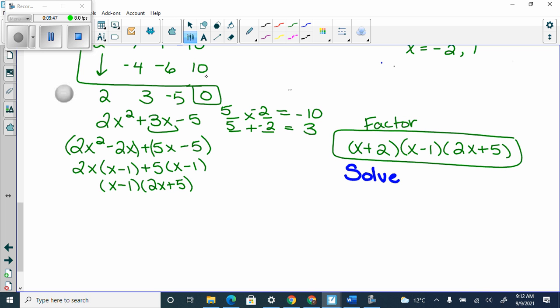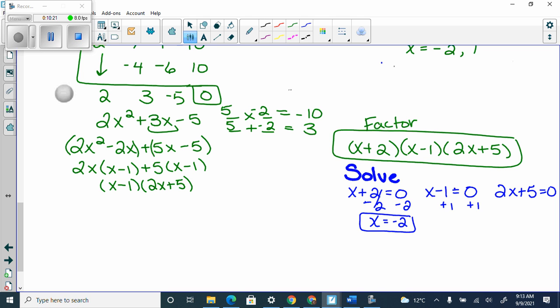So if I say solve, these all have to be set equal to what? 0, because you're finding the zeros. The zeros, the x-intercepts, the roots. So really, you're finding out what x equals, you're also finding the x-intercepts of the graph. So if I said solve, you go one more step. X plus 2 equals 0, x minus 1 equals 0, 2x plus 5 equals 0. We're going to subtract 2, x equals negative 2, add 1, x equals 1, and then 2x equals negative 5, divided by 2, x equals negative 5 halves.